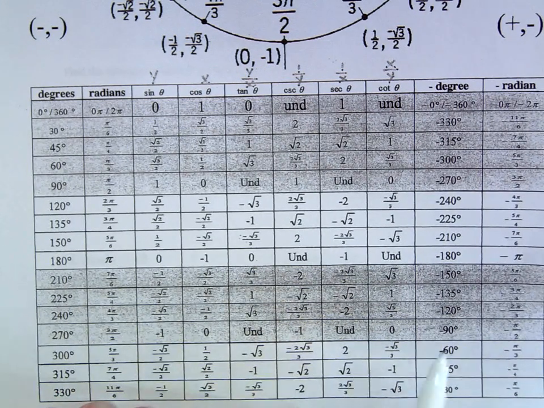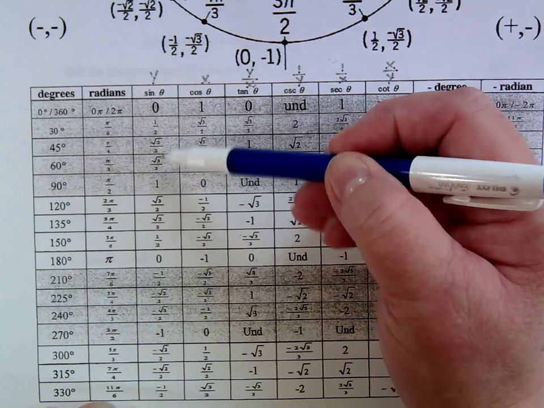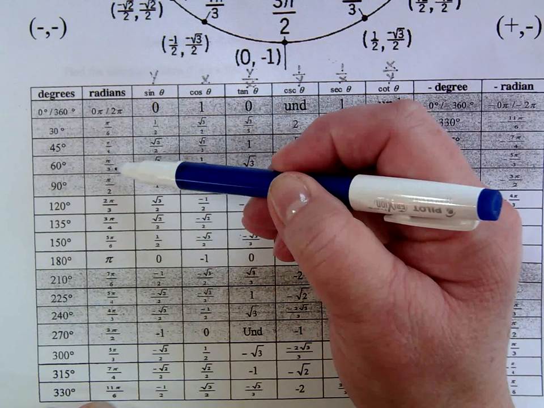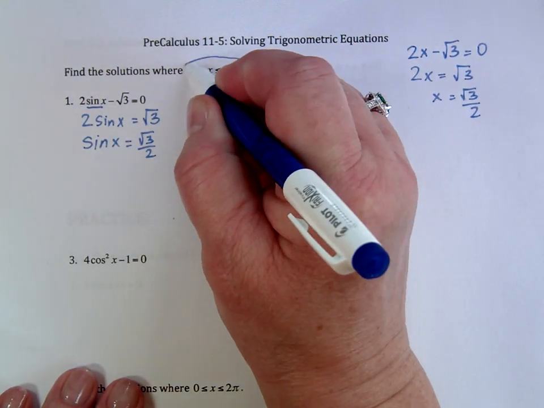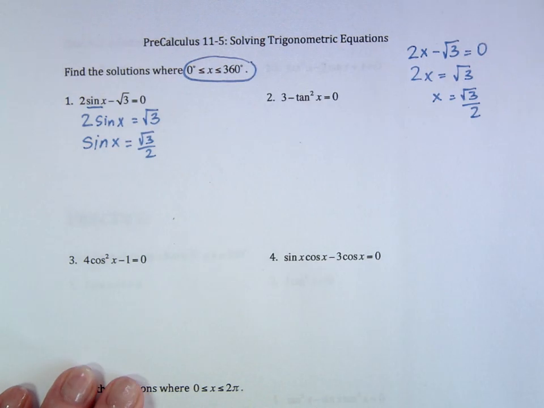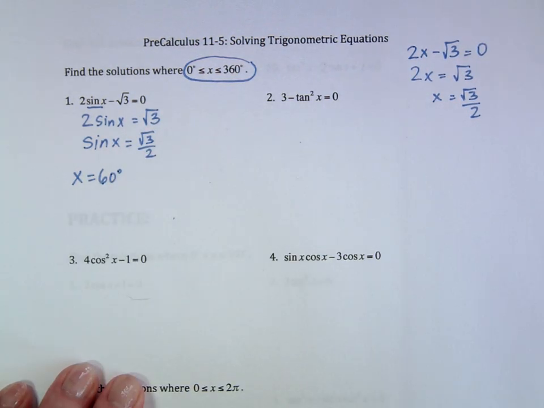So we want to know the square root of 3 over 2. Where does that happen in the sine function? And I can see it's 60 degrees or pi over 3. And so I go back to the directions because the directions are going to tell me what numbers I want to use. This one tells me that I want everything in degrees. So we said that it's at 60 degrees. That's where it equals the square root of 3 over 2.